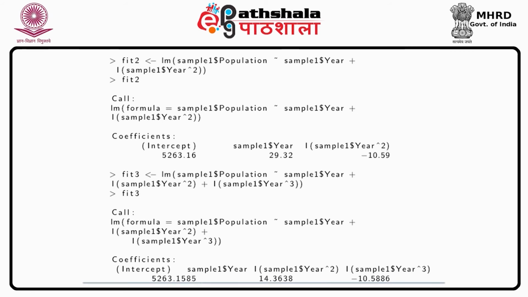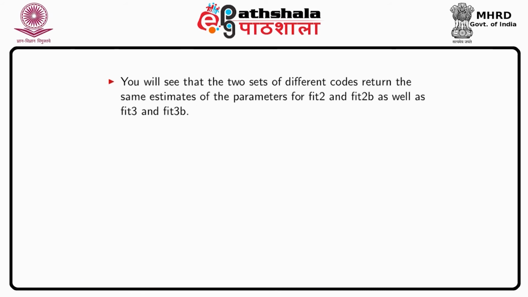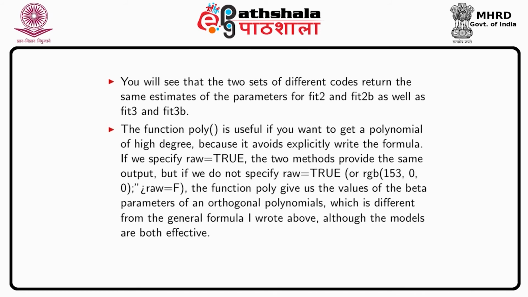The same thing can be seen for the third degree polynomial as well. So you will see that the two sets of different codes return the same estimates of parameters for fit 2, fit 2b, as well as fit 3 and fit 3b. So the function poly is useful if you want to get a polynomial of high degree, because in the previous slide you have seen that specifically mentioning separately what degree of polynomial you want would require you to write it out every time when you're fitting a model.